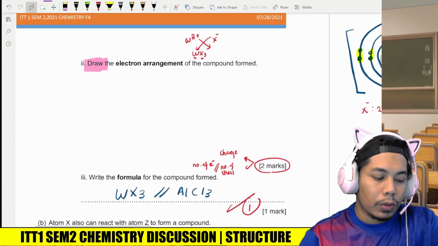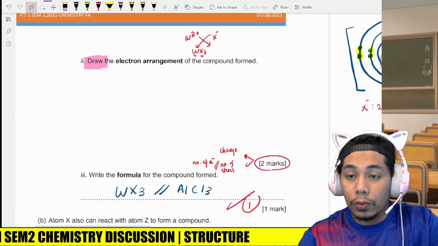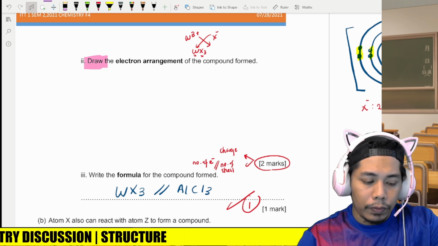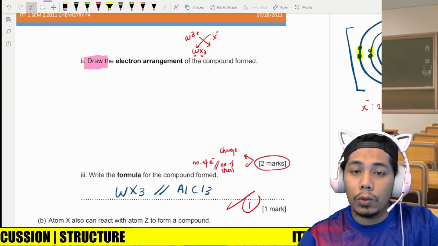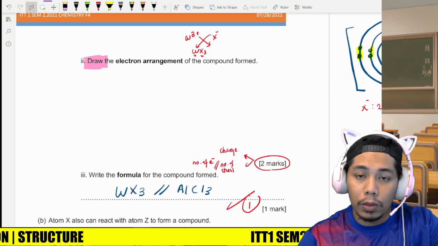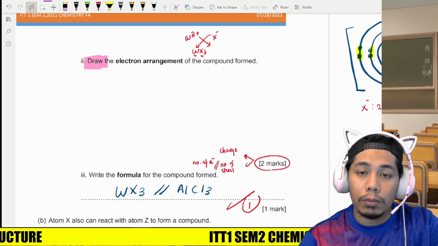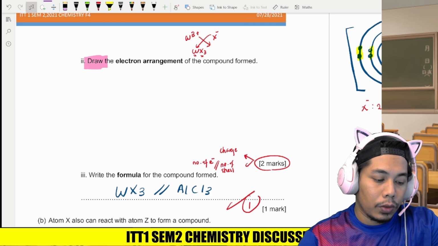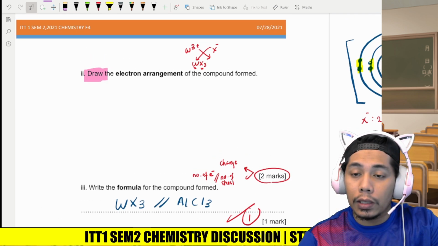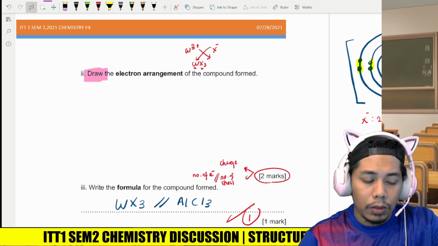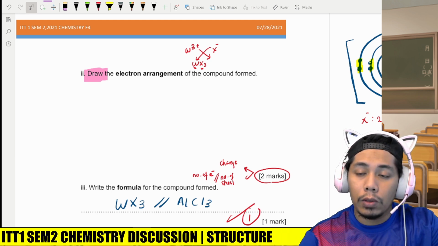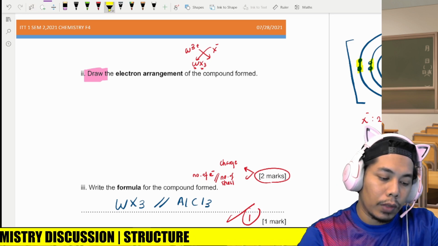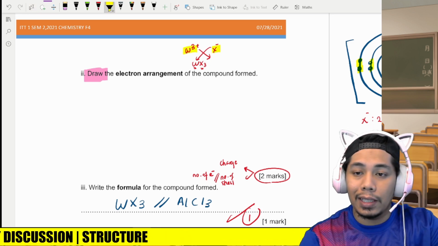Question number 2, draw the electron arrangement of the compound formed. To answer this question, drawing the electron arrangement means you have to draw the electron diagram of the atom, including the number of shells, electrons and its charge. First you have to write the chemical formula. Before you write the chemical formula, you must know the charge for W and X. So W has 3 positive charge, X has 1 negative charge.